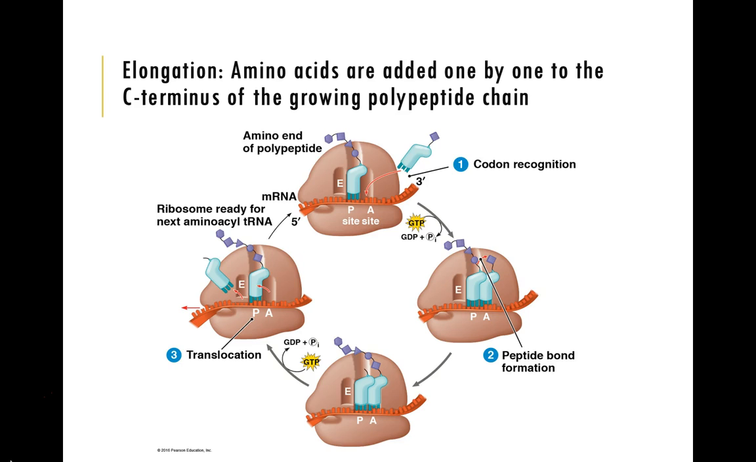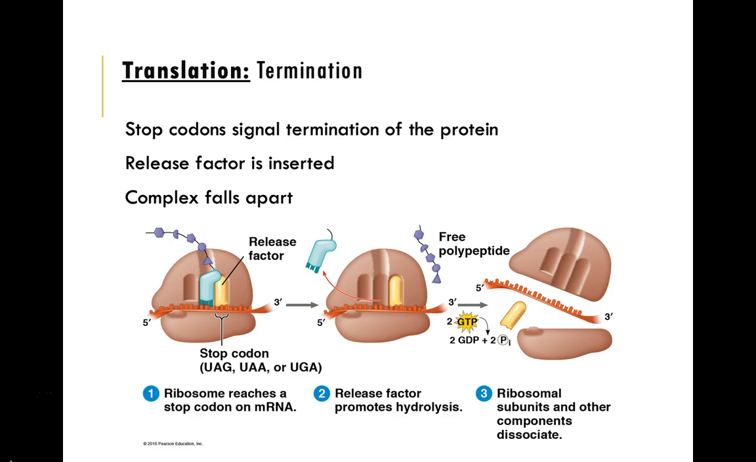The next transfer RNA is going to come in, the polypeptide is going to be transferred to it, everything's going to shift over, and so on, until you reach the stop codon. Once you hit that stop codon, one of the 3, instead of a transfer RNA, you're actually going to bring in something called a release factor. Those stop codons don't code for an amino acid, but instead they encode another molecule that binds and causes the whole system to fall apart.